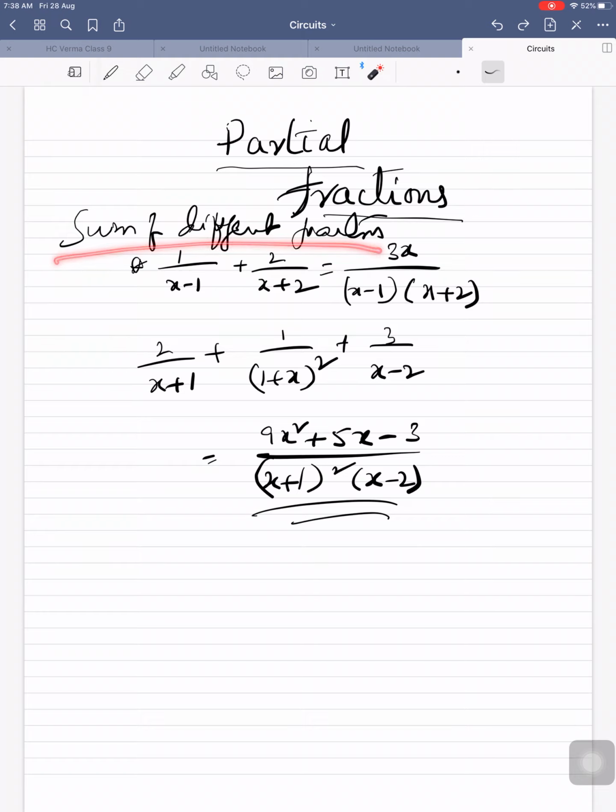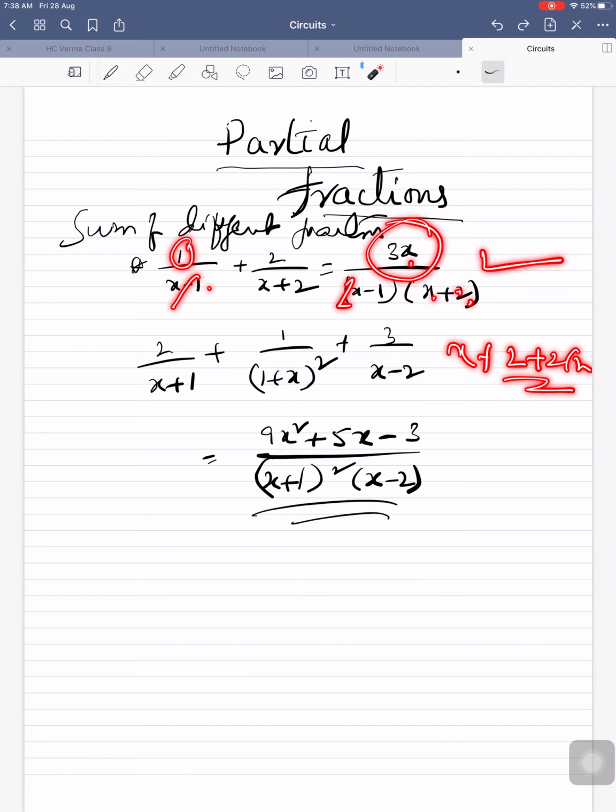Now, sum of different fractions. This one is one fraction. This one is one fraction. So combinedly you can write it as a fraction, a ratio. So 1 by x minus 1 plus 2 by x plus 2. Take the LCM of these two like this. Then both will cancel. x plus 2 into 1 plus 2 into x minus 1. So simply, finally you will get 3x by x minus 1 into x plus 2.